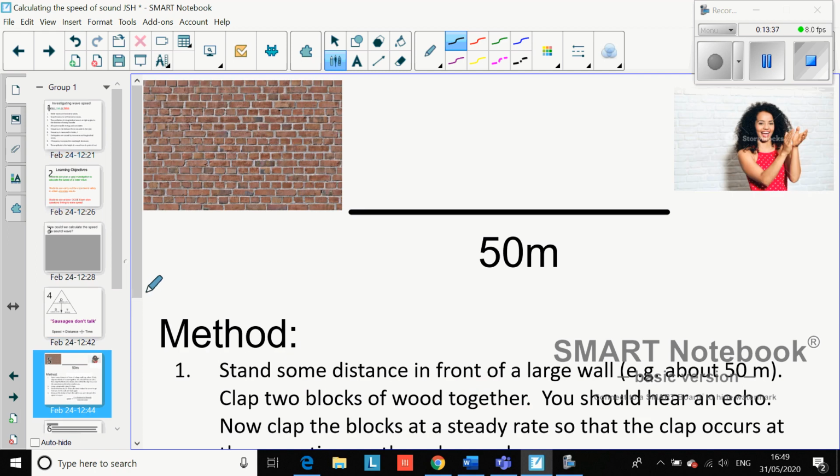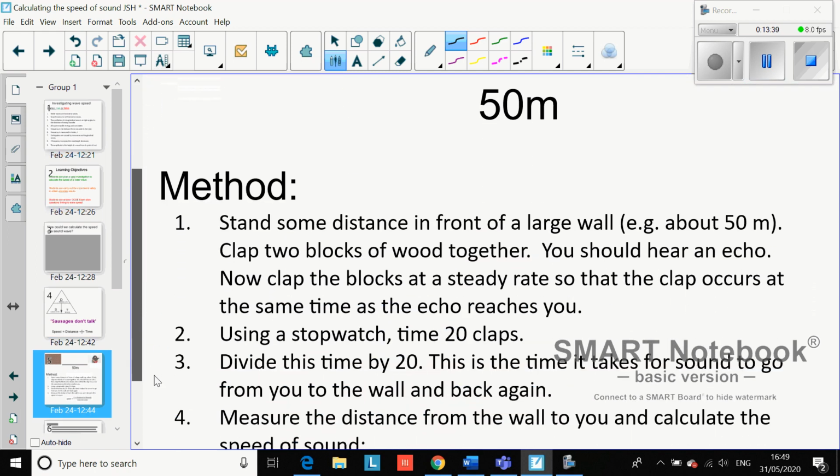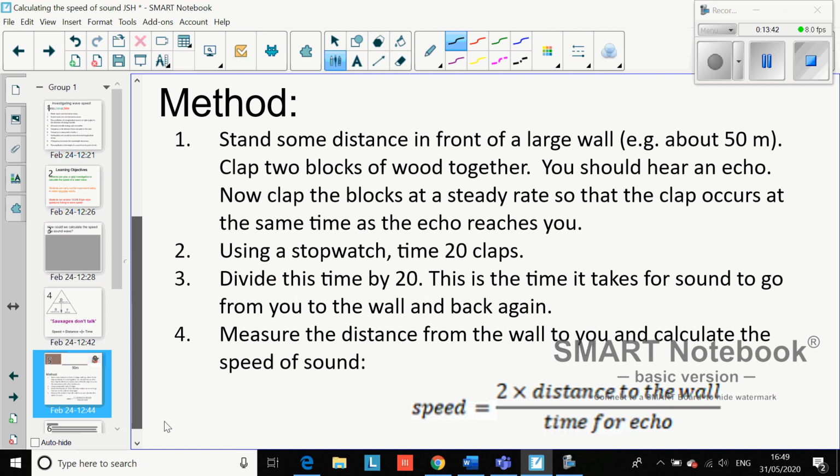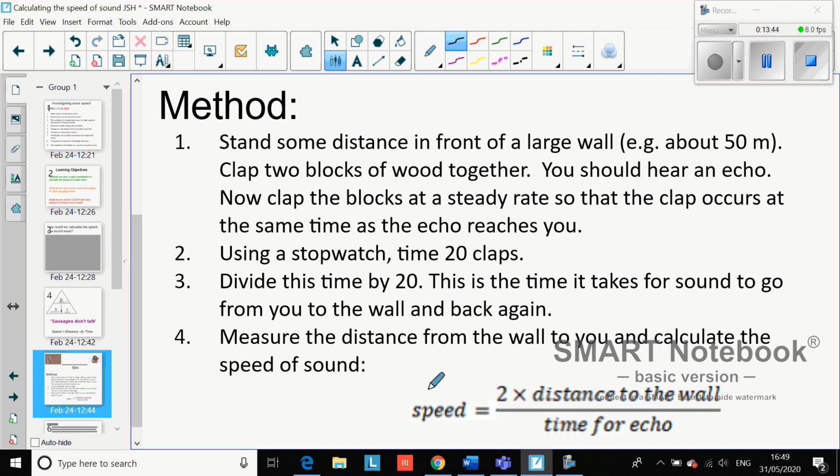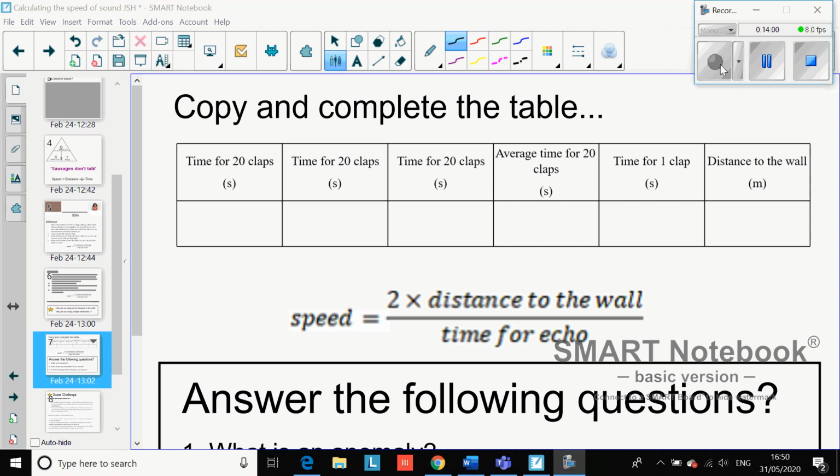So what you can do is firstly pause the video at this point and copy down the method, and you can include this little equation because it's slightly different. So distance divided by time equals speed, but it's twice the distance because remember it's there and back again. Okay, so pause the video and copy up this method. So what you will then do is you can have a copy of this table in your book like this. Okay, so let me explain exactly what this is. So you might want to pre-write this in before you go out and actually do this.